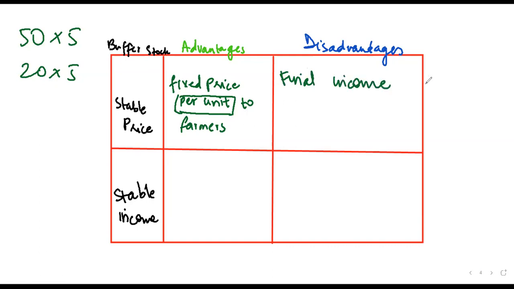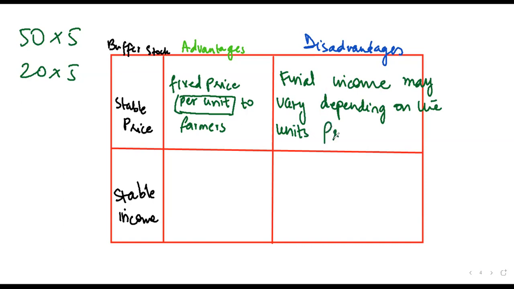Final income may vary depending on the units produced. This is what I just explained to you. This is a disadvantage. Also, miss, in advantage, we can write low fluctuation, right? Because prices are stable. Yes. Depending on the units produced.